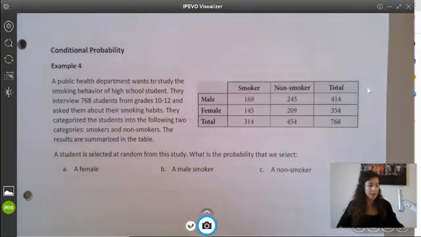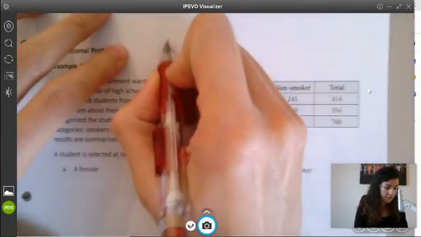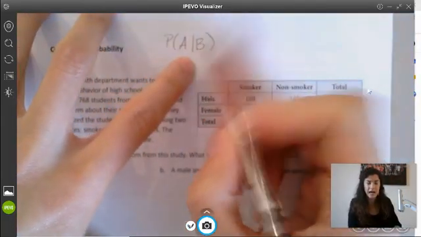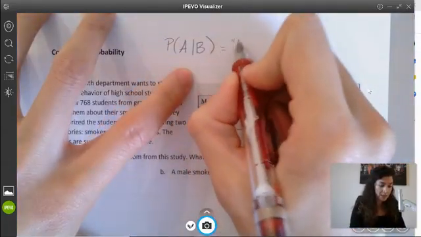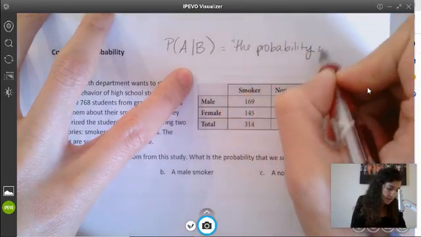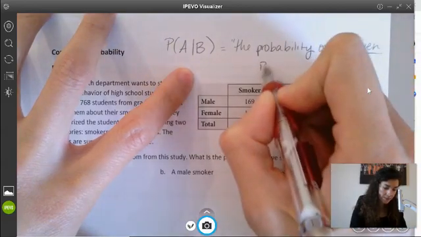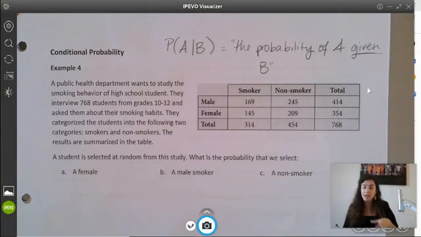One of them is called conditional probability. We're going to see it written like this, with this line down the middle. It means the probability of A given B. So it's the idea that if we already know that B has happened, then we find the probability of A within B.